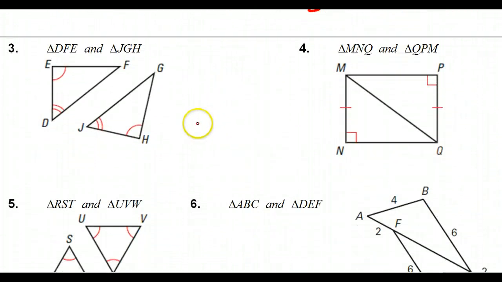Okay, let's look at this one, number 3. Is there anything that I can mark that's not already given? Well, not exactly. If you wanted to, we could infer that this third angle is also congruent, because the angles inside of a triangle always add up to 180.